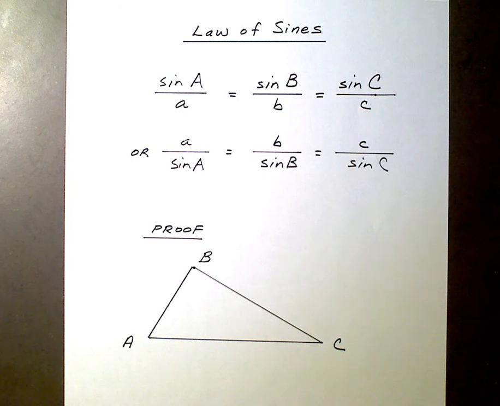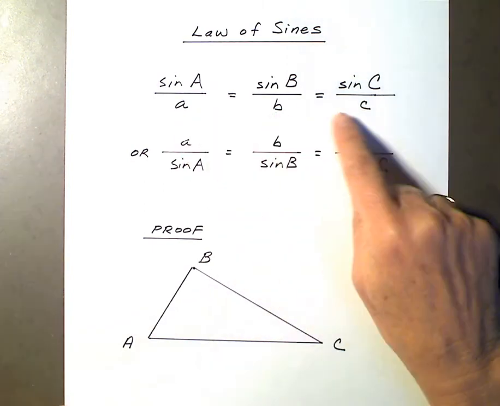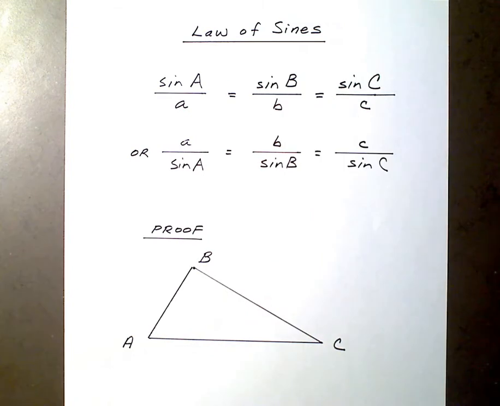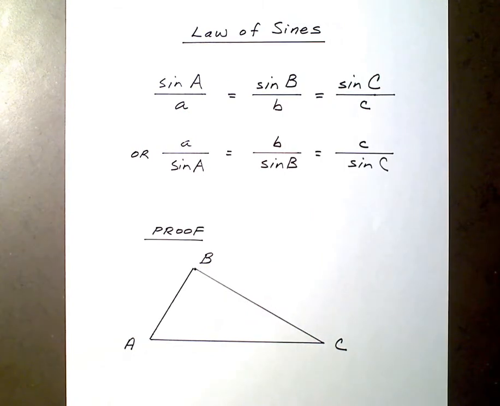This lesson introduces the law of sines, and like the law of cosines, this is another way that we can find missing sides or missing angles to solve in a general triangle. So it doesn't need to be a right triangle anymore. We can solve any triangle.